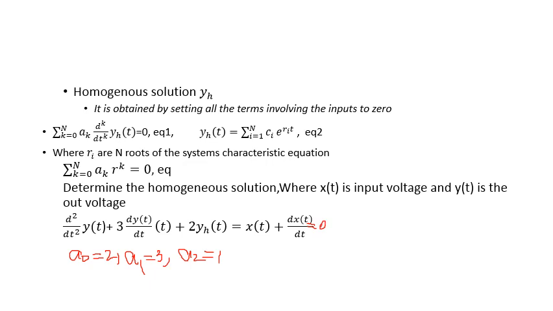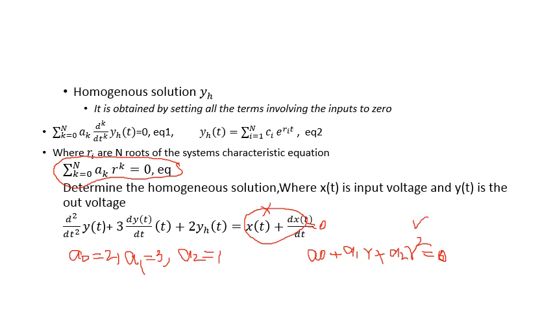Again, to find the homogeneous solution, we need to equate this to 0. So I equate it to 0, and we get this expression. The characteristic equation will be a0 plus a1 r plus a2 r squared equals 0, because it's a second order system, so the power can be up to 2.